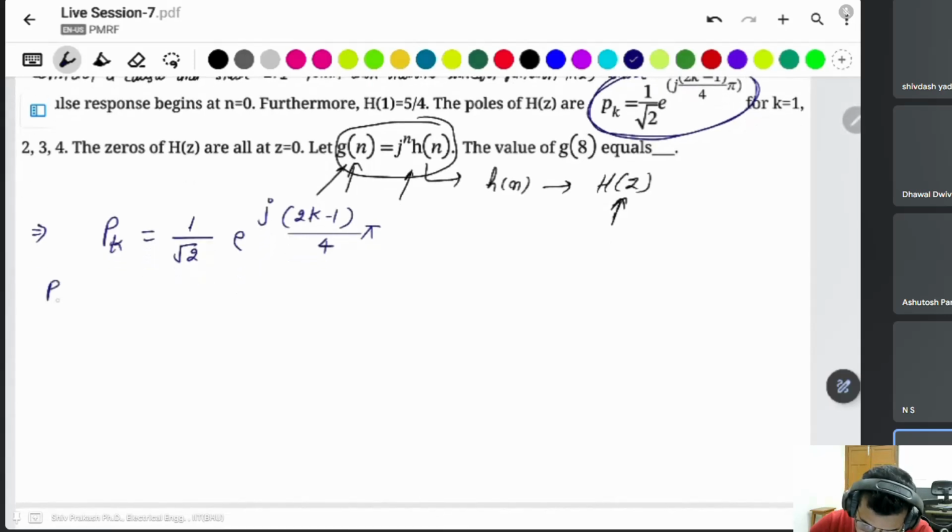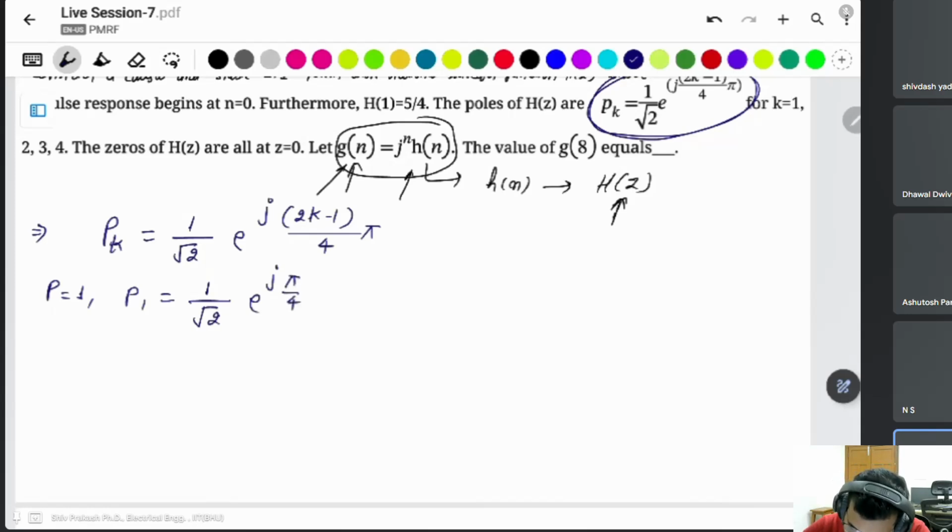Then p is equal to 1, and p1 is equal to 1 by root 2 e to the power of j pi by 4. What happened here? We put in the value of k equal to 1. 2 minus 1 is 1. 1 by 4 into pi is equal to pi by 4.